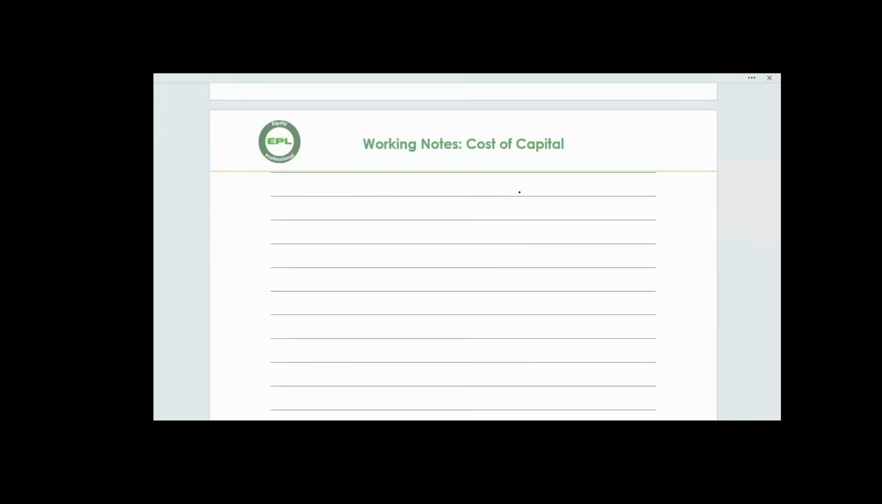Estimating weighted average cost of capital, WACC.